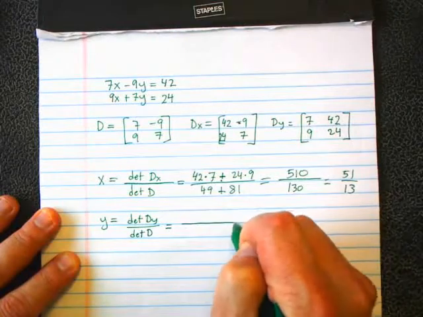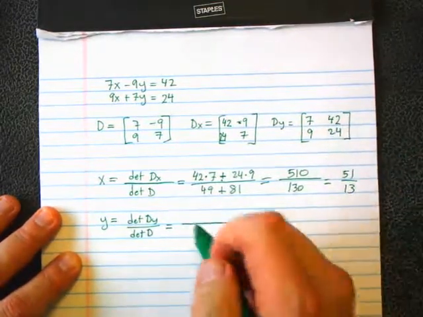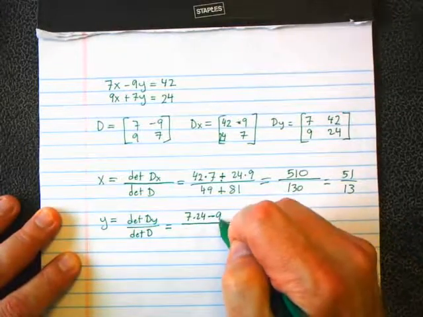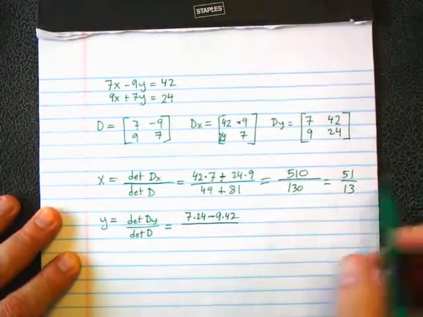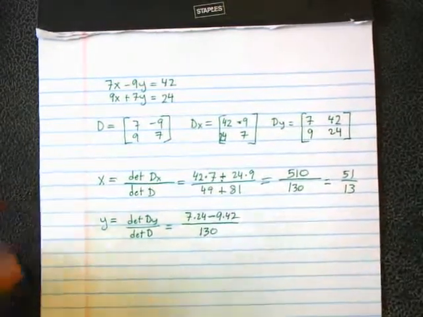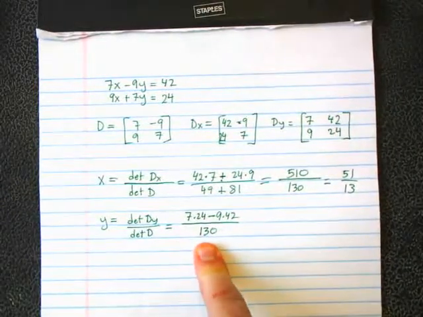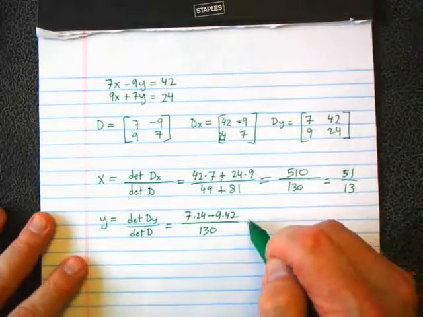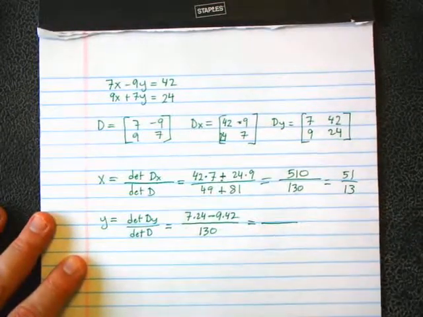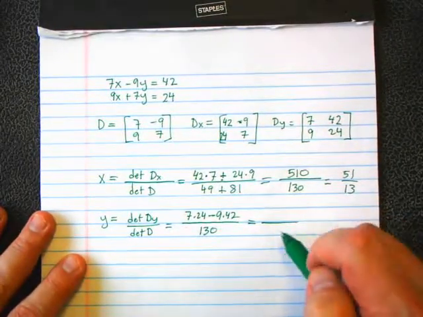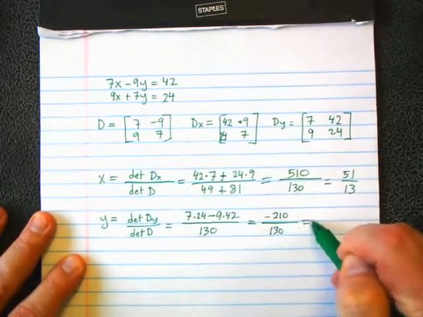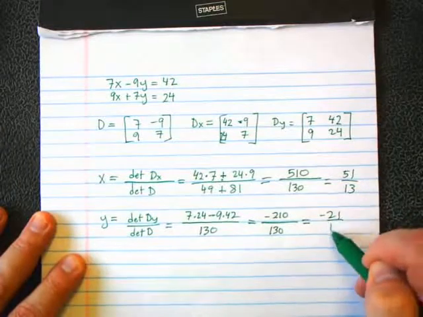And that's going to be 7 times 24 minus 9 times 42. And then it's going to be divided by 130. Make sure you use your denominator before you reduce every 130. All right, so what's that on top? Grab your calculator. You get negative 210. So again, I can reduce by a 10. That's negative 21 over 13.